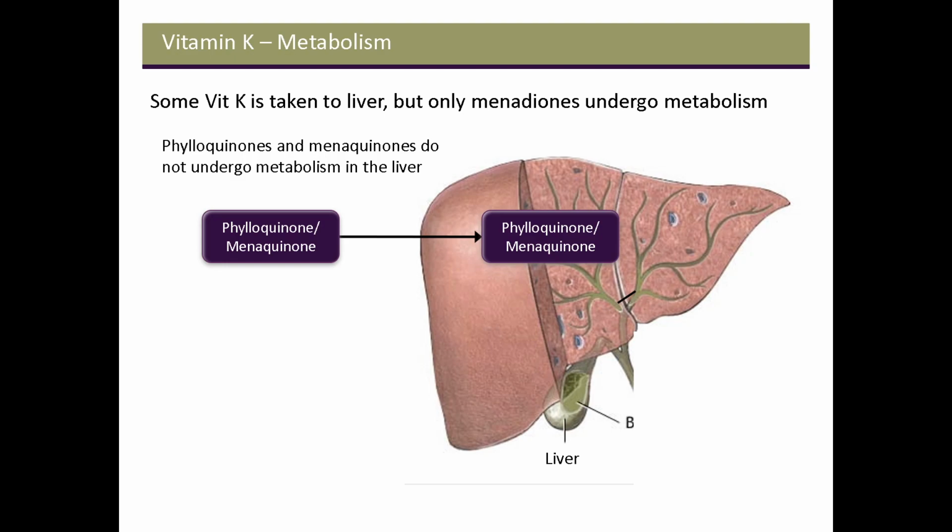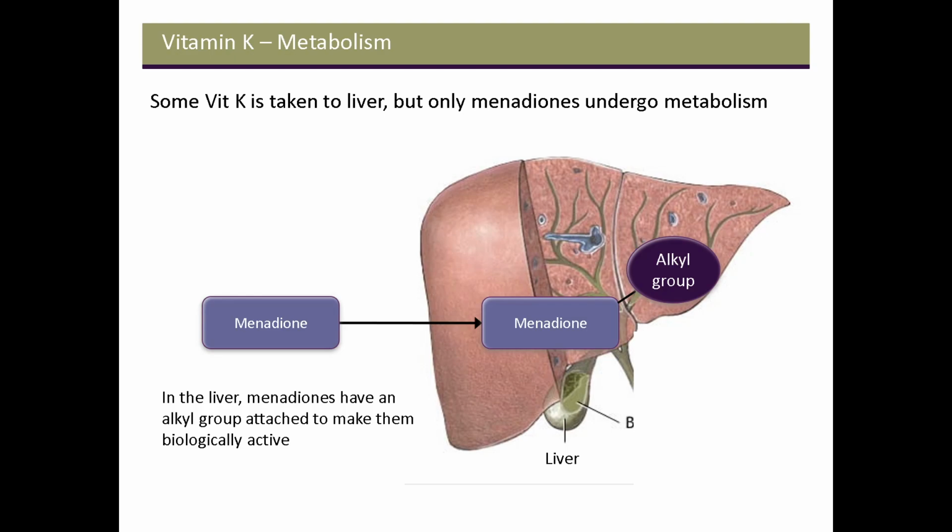So, vitamin K is taken to the liver, but only menadione, which is the supplemental form, undergoes metabolism. Phylloquinones and menaquinones do not undergo metabolism in the liver. What happens to menadione is an alkyl group is attached to it, which makes it biologically active.